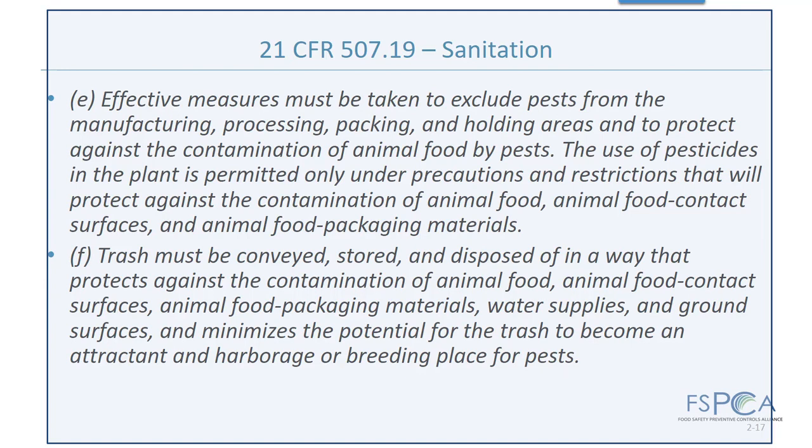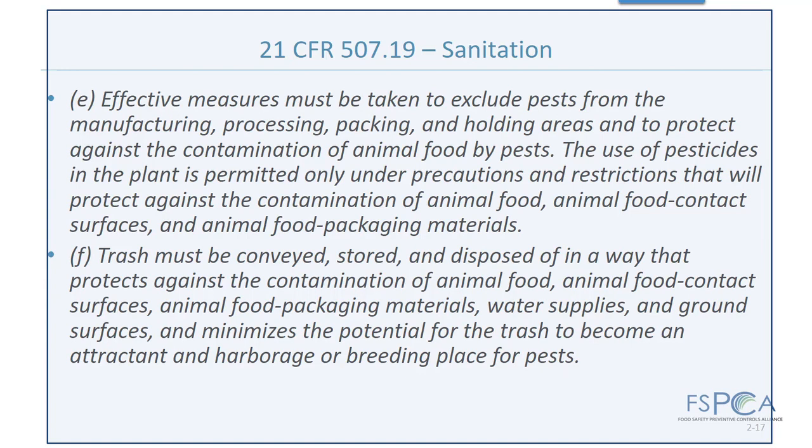A couple more points on the sanitation. Effective measures must be taken to exclude pests from the manufacturing process, packing, or holding areas, and to protect against the contamination of animal food by pests. The use of pesticides in the plant is permitted only under precautions and restrictions that will protect against the contamination of animal food, animal food contact surfaces, and animal food packaging materials.